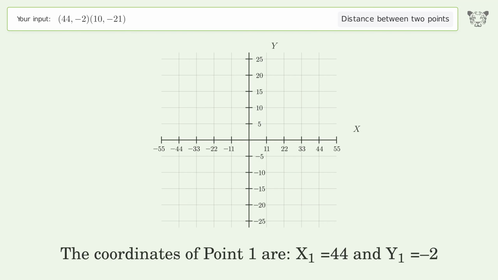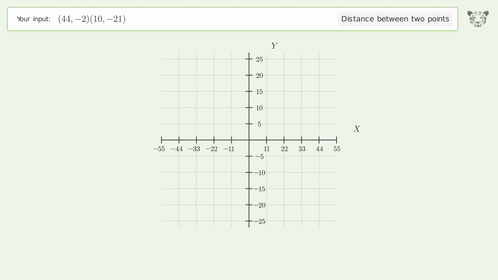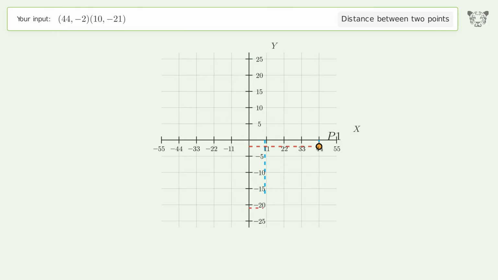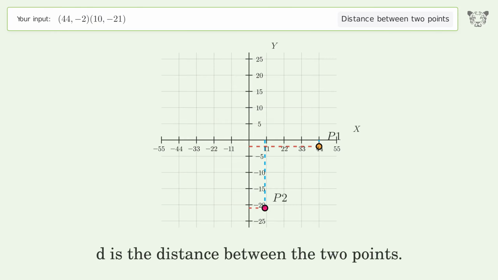The coordinates of point 1 are x1 equals 44 and y1 equals -2. The coordinates of point 2 are x2 equals 10 and y2 equals -21. D is the distance between the 2 points.